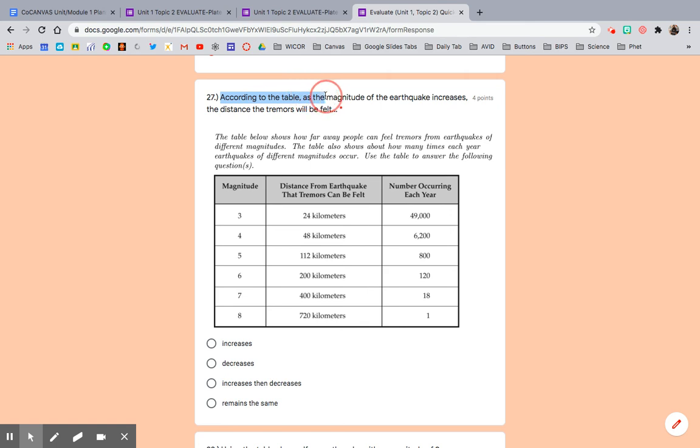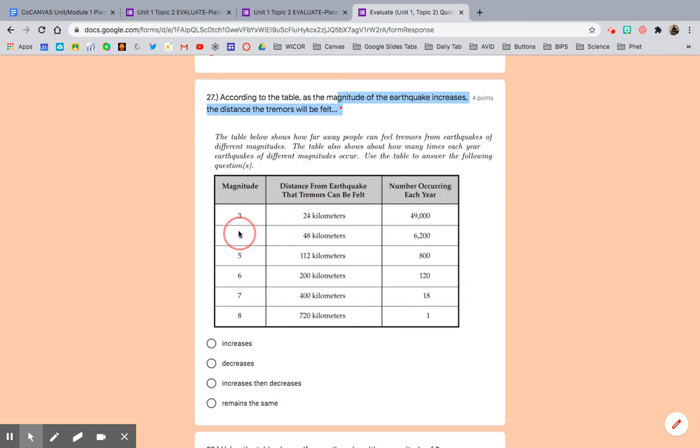Number 27, according to the table, as the magnitude of the earthquake increases, the distance the tremors will be felt does what? So y'all, this table below shows how far away people can feel tremors from the earthquakes of different magnitudes, which means strength. The table also shows how many times a year each earthquake at different magnitudes occurs. So you're going to use the table to answer the question: as the magnitude of the earthquake increases, what happens to the distances at which you can feel the earthquake? So at a strength of 3, the earthquake can be felt 24 kilometers away.